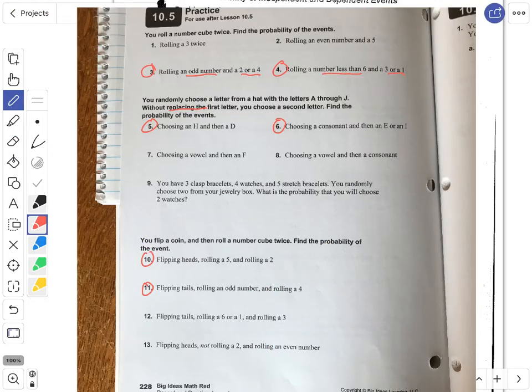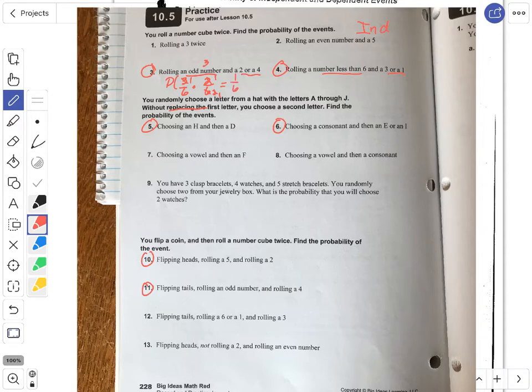Okay, this is workbook page 228. We're only going to do a few of these. So 1, 2, 3, and 4 are saying you're rolling a number cube twice. Well, one number cube doesn't affect the other, so they're independent events. Okay? So number 3, probability of rolling an odd. Well, there's 3 odds out of 6, so it's 3 over 6 times the probability of rolling a 2 or a 4. That's 2 out of 6, which I'm going to cancel. That's a 1, that's a 2. That's a 1, and that's a 1. And you get 1/6.